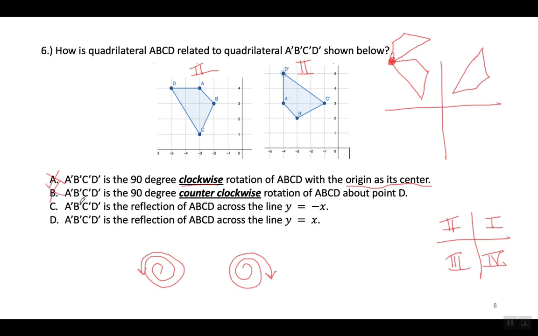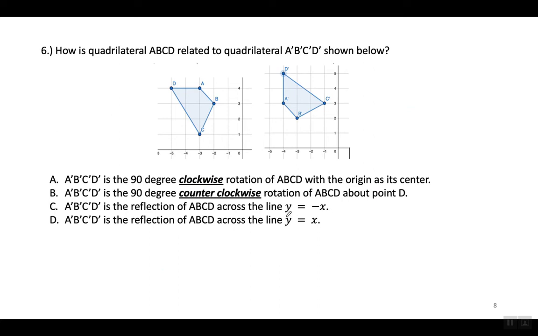Alright, letter C. A prime, B prime, C prime, D prime is the reflection of ABCD across the line y equals negative x. Let's look at both of these real quick, right? Let's look at the last two together. And I'm going to erase everything on here. Okay, listen, maybe you haven't paid attention to this in a while or remembered what this is, but let me refresh your memory.